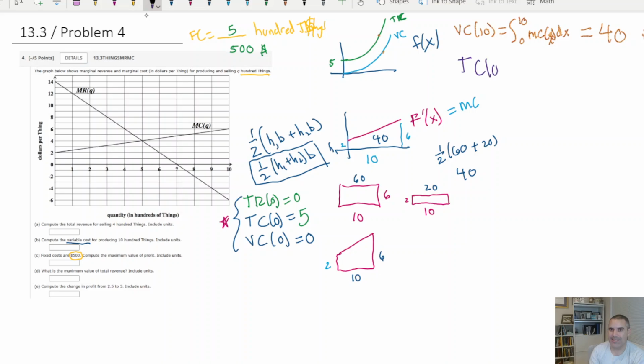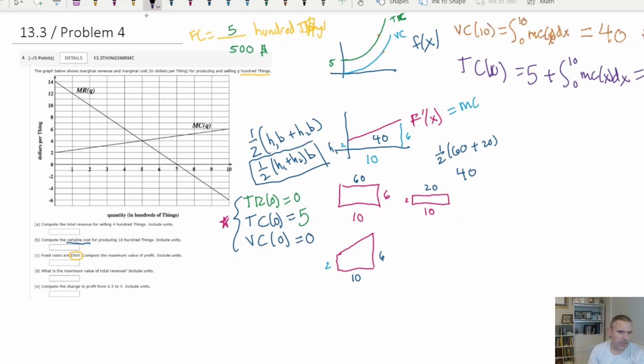Okay. So what about the total cost? The total cost is the same thing, but it doesn't start at 0. It starts at 5. So it's the exact same thing. This is just getting us to play around with this. We used to do a lot with this. Now we're just doing a little bit. Okay. That's what those are.